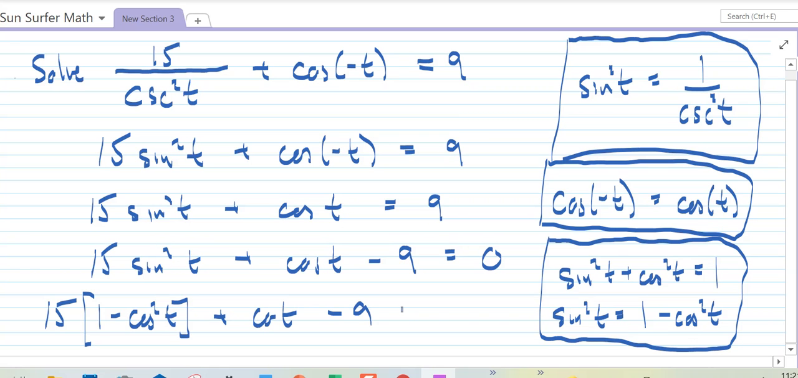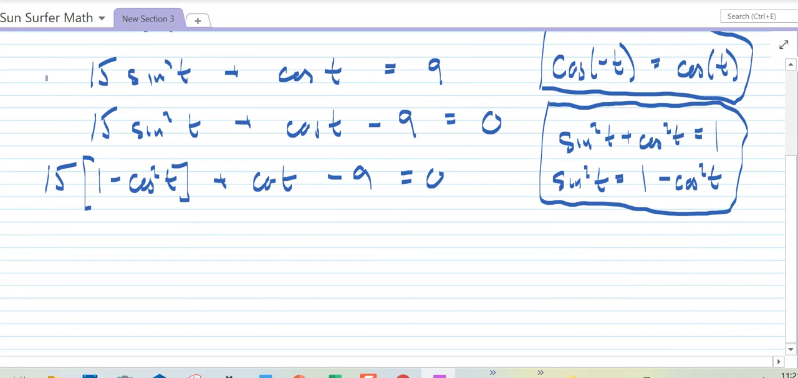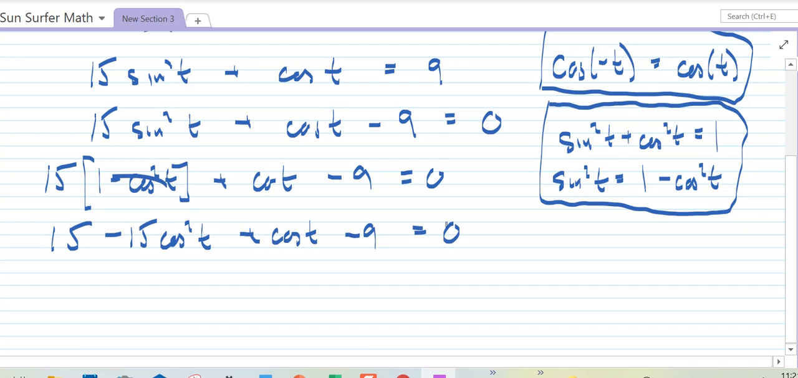Then we just have a little bit of algebra to do on this. Multiplying this through by 15, we have 15 times 1 minus 15 cosine squared t plus cosine t minus 9 equals 0. Now the 15 and the 9 can be combined, and so I have negative 15 cosine squared t plus cosine t. 15 minus 9 is going to be plus 6, equals 0.